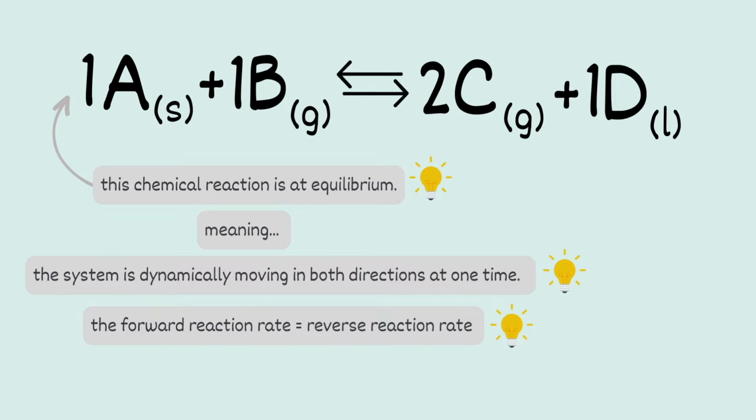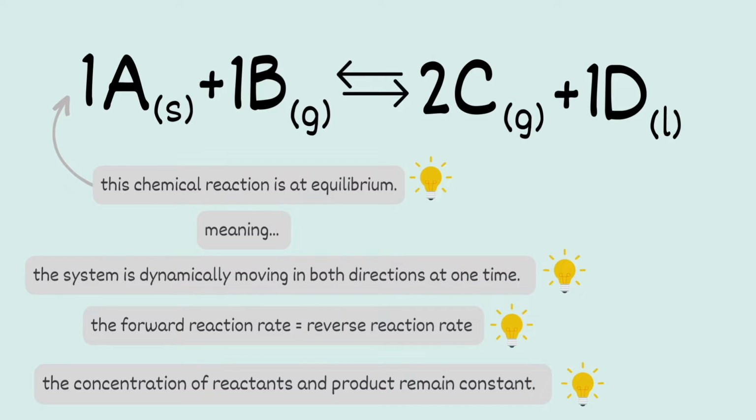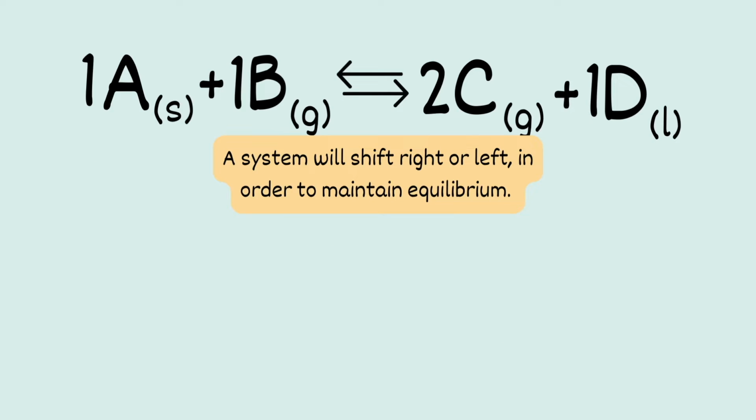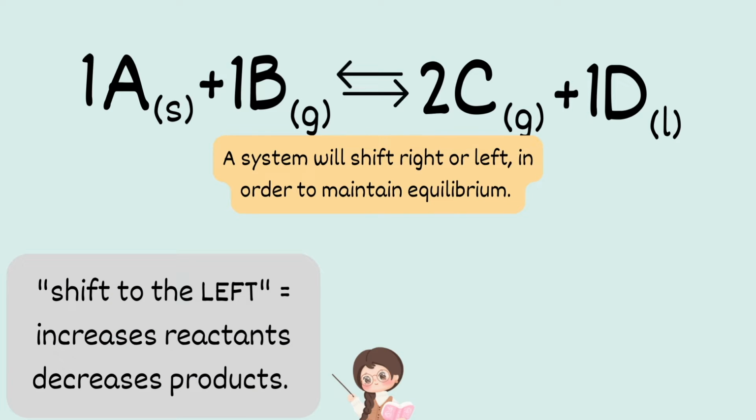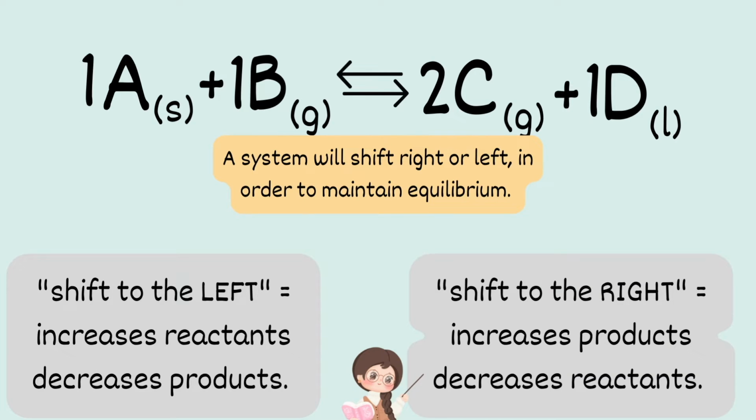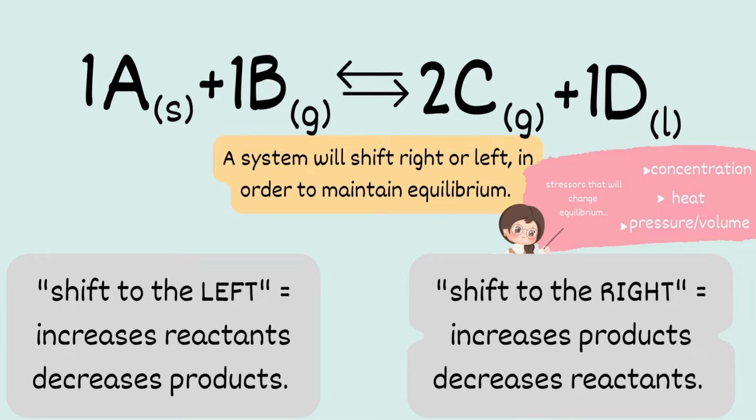The forward reaction rate equals the reverse reaction rate, and the concentration of reactants and products remains constant. A system will shift to the right or left in order to maintain equilibrium. If there is a shift to the left, this will increase the reactants and decrease the products. If there is a shift to the right, this will increase the products and decrease the reactants. Again, stressors that change the equilibrium are concentration, heat, and pressure and volume.